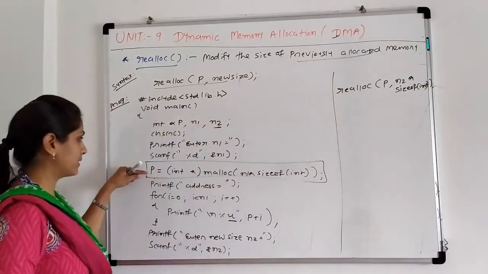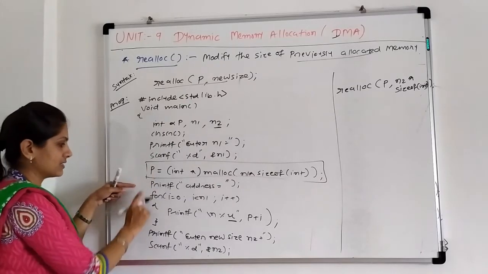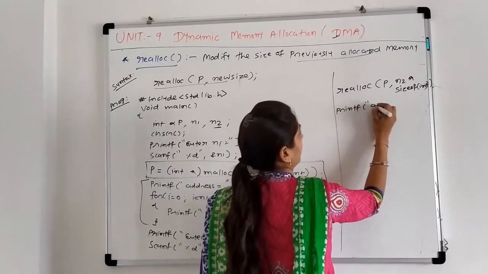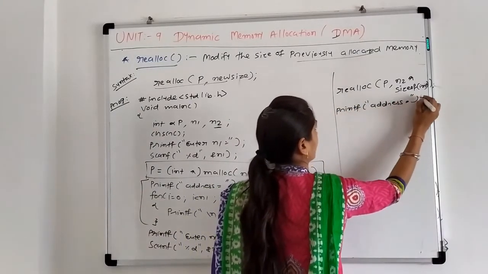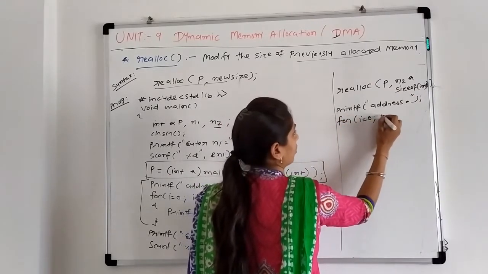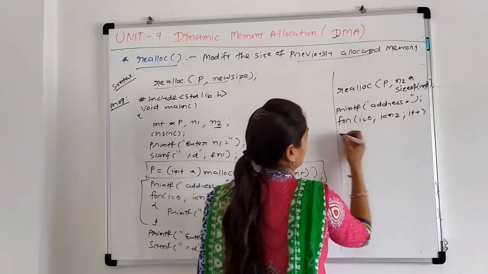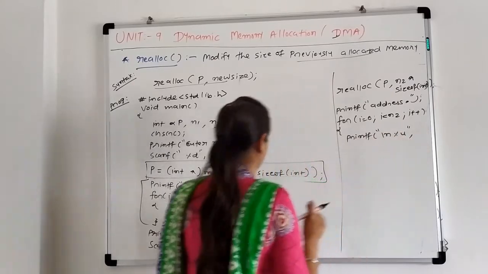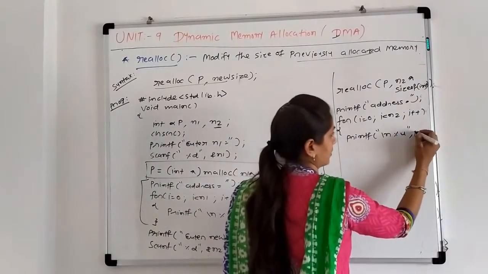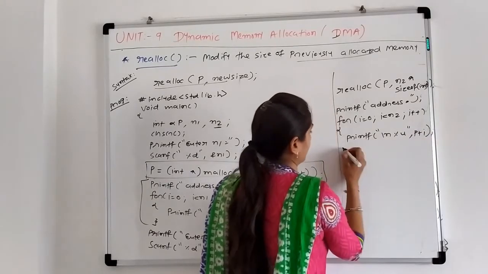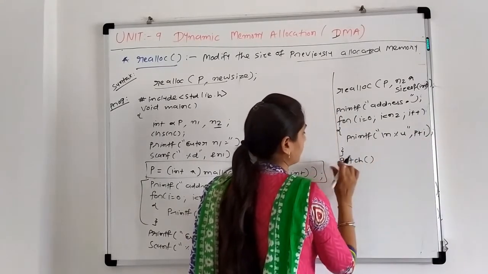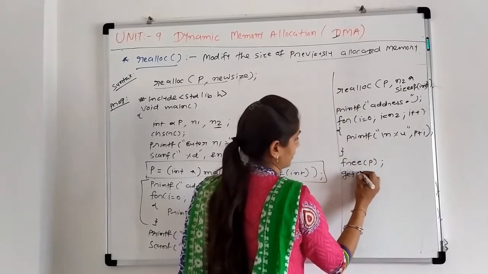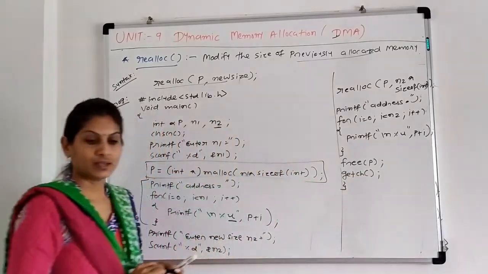After allocation of memory using realloc, we have the same formula to print the address. So here printing the address, for loop i starts with 0, i less than n2, i plus plus, printf \n %u, p plus i, and then getch. Before getch, what do we have to do? Free up the memory. So free and getch. This is the program using realloc.